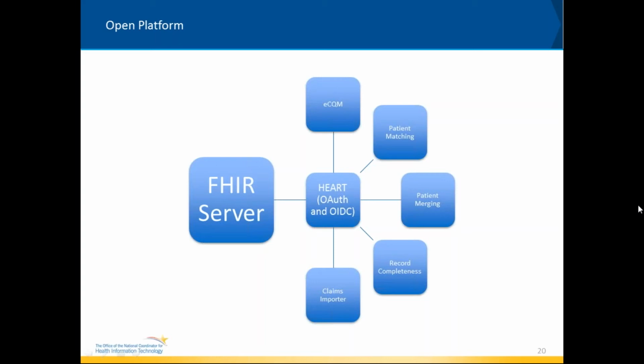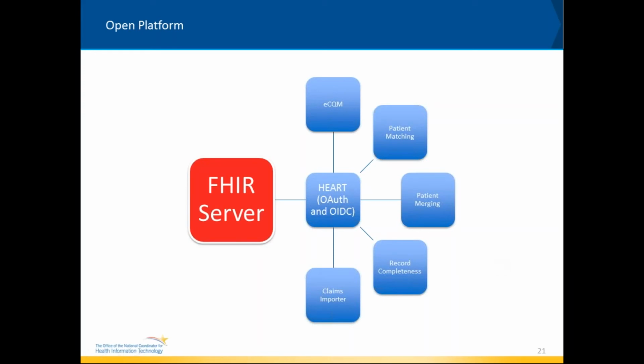That FHIR server is protected by two open authentication and authorization protocols, OAuth and OpenID Connect, additionally profiled by HEART, and I'll talk about that. And then you'll see there's a constellation of services that can access this FHIR server through those open authentication and authorization protocols. We have electronic clinical quality measurement, patient matching, patient merging, record completeness, and a claims importer. And we'll dig into each of those. So next slide, please.